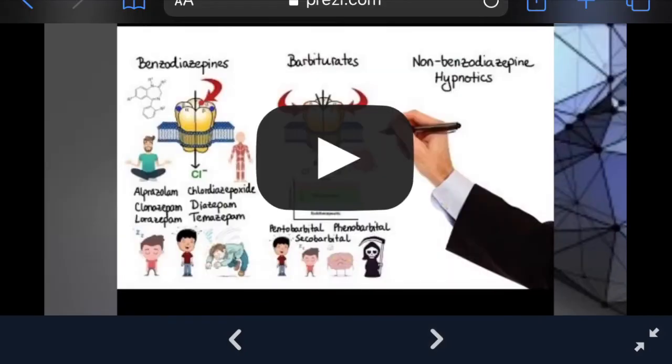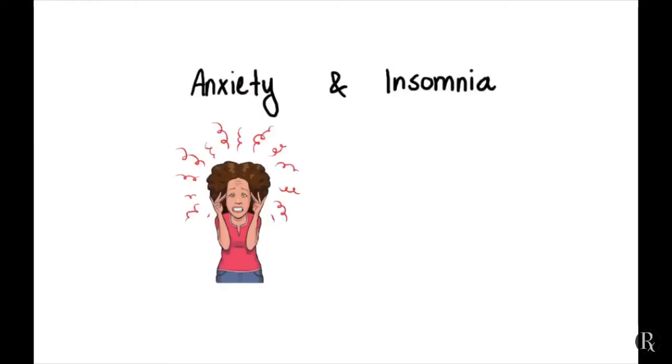The primary use of anxiolytic and hypnotic drugs is to treat anxiety and insomnia. Anxiety is generally defined as an emotional state characterized by excessive feelings of worry, fear, and nervousness, while insomnia is generally defined as the inability to initiate, maintain, or achieve restful sleep. Now, in order to gain a better understanding of how anxiolytic and hypnotic drugs work, first we need to discuss the role of GABA in the central nervous system.